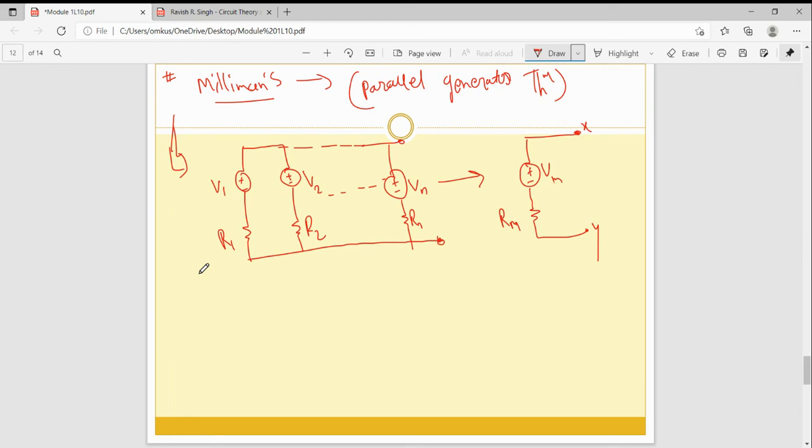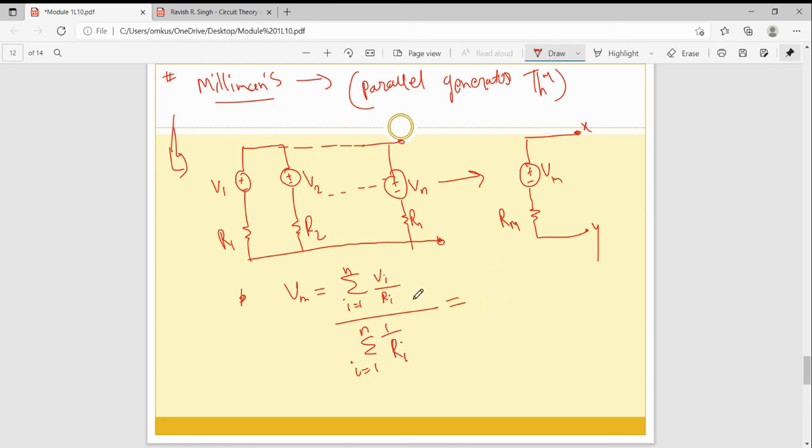Now, for finding the value of Vm, it is the sum, for i equal to 1 to n, where n is the number of voltage sources connected in this network, of Vi by Ri, divided by the sum for i equal to 1 to n of 1 upon Ri.